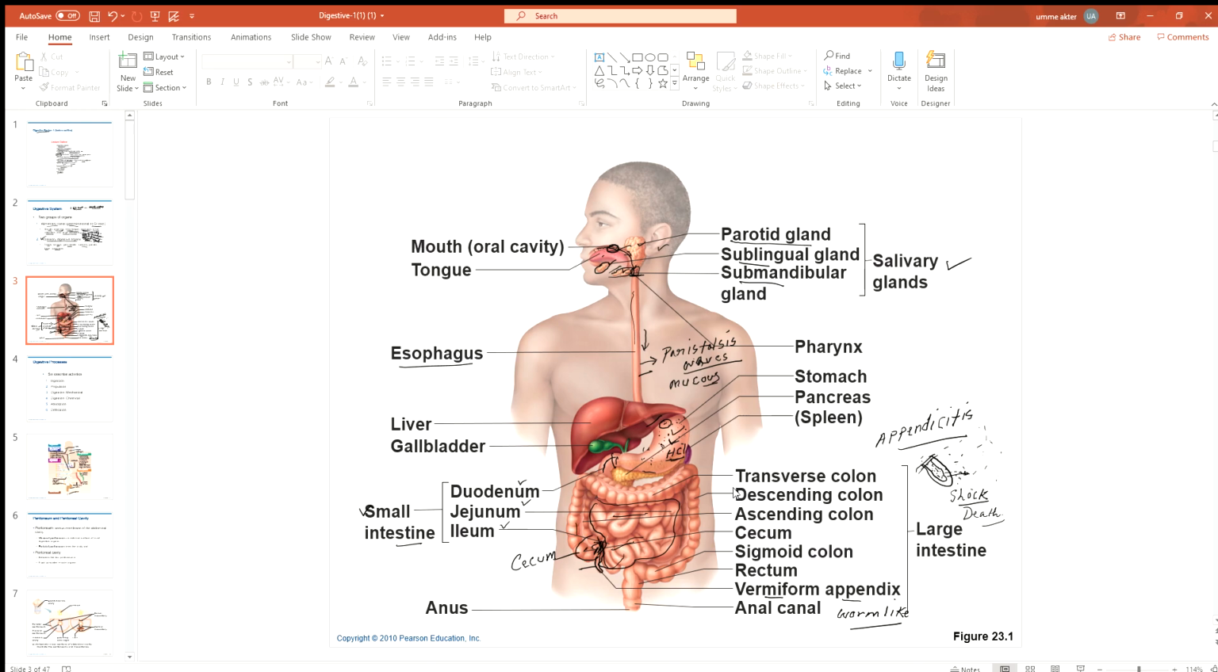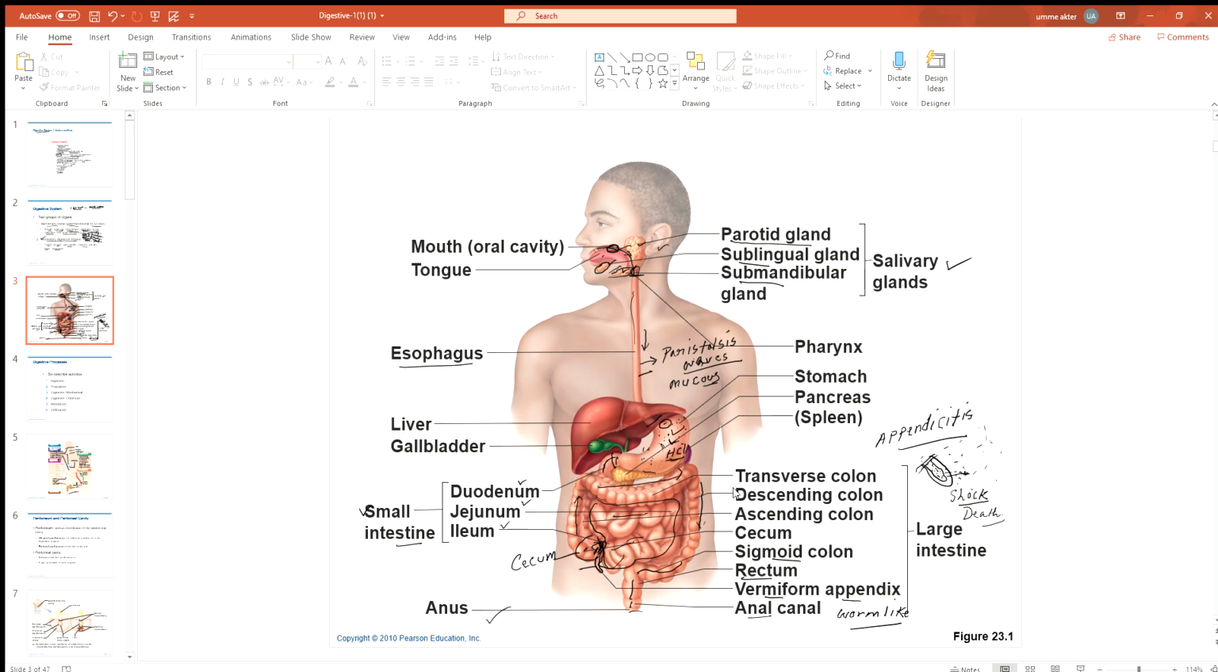Then the next part is the ascending colon, going up, then the transverse colon, this part, the descending colon, I already mentioned this, and this part is called the sigmoid colon. Okay, here, and then the rectum, anal canal, and anus.